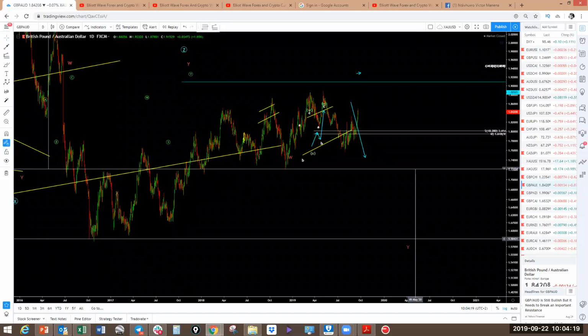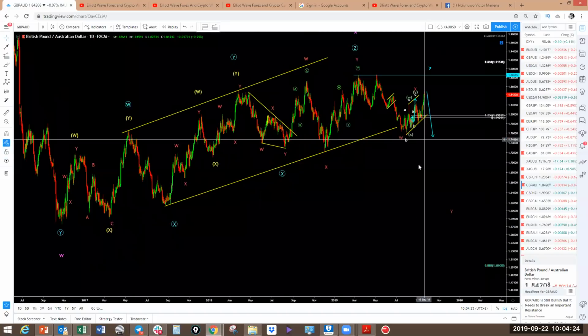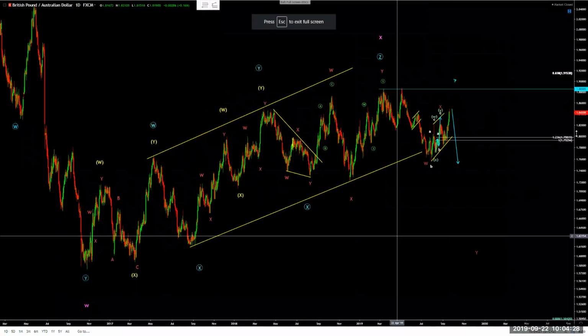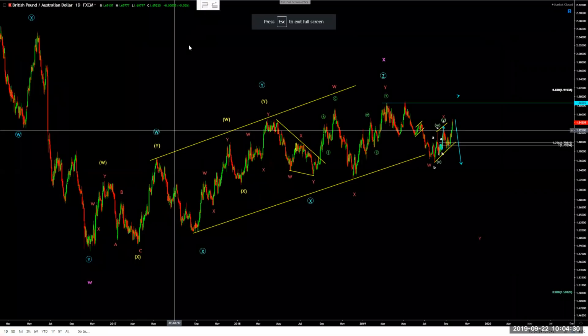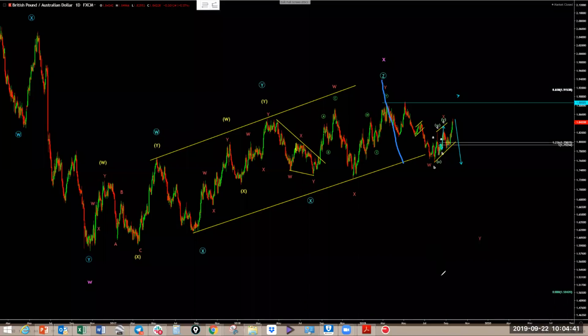This is what you have on the daily. Take a screenshot. Let's go full screen here. We've got this on the daily. Our W in blue, WXY in blue. So just follow the blue degree. 1, 2, 3, 4, and a 5. That completes the Z, and we expect a big move from there.